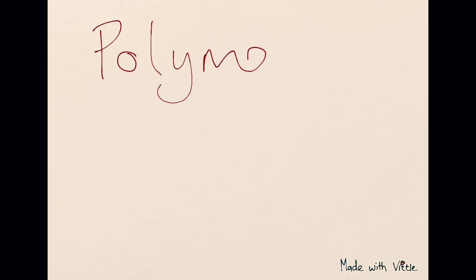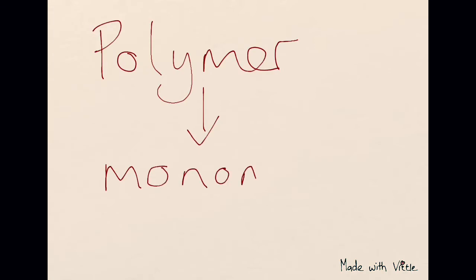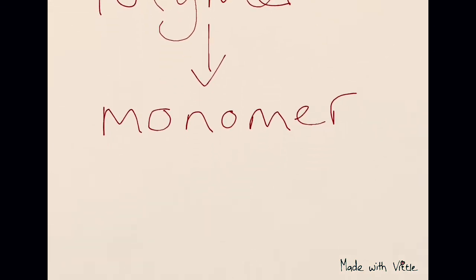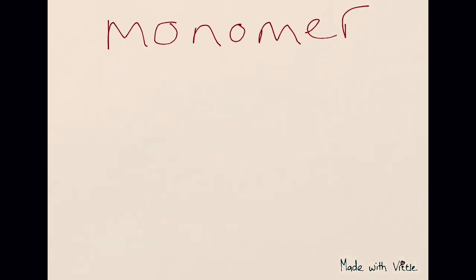Okay, so DNA is a polymer, which means it is a very large molecule which is made up of repeating units or monomers. So we're going to see the same structures repeated over and over and over again in DNA to form its double helix.